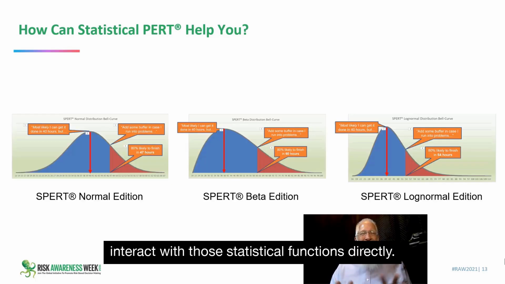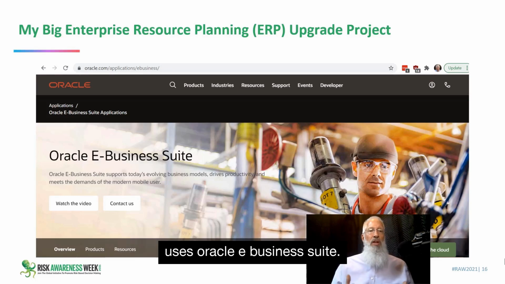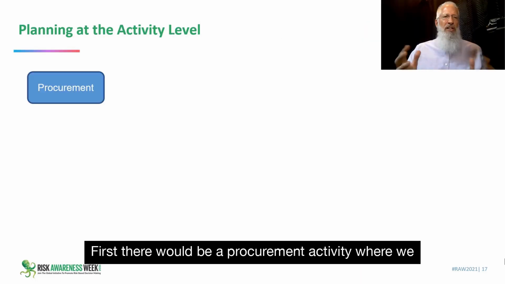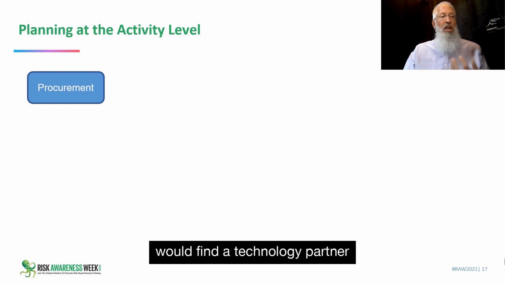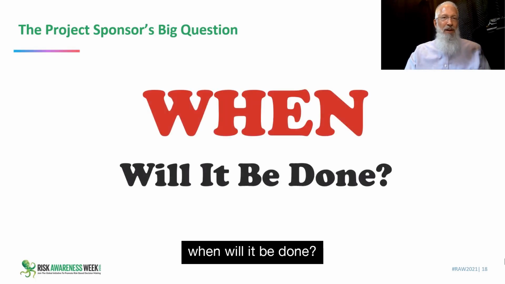But you don't have to interact with those statistical functions directly. Enterprise Resource Planning. The ERP system we use is Oracle eBusiness Suite. First, there would be a procurement activity where we would find a technology partner to help us with the upgrade. Now, the project sponsor's big question is, when will it be done?